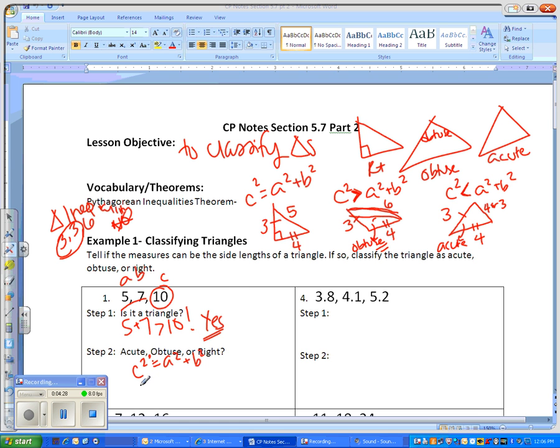Well, we said c was 10, we said a squared was 5, and we said b was going to be 7. So 5 squared is 25, 7 squared is 49. If we add that up, is it going to equal 100? Well, 100 is not equal to 25 plus 49, which is 74. So c squared is bigger than a squared plus b squared. When c squared is bigger, it's going to be an obtuse triangle. So that's how you know it's obtuse.